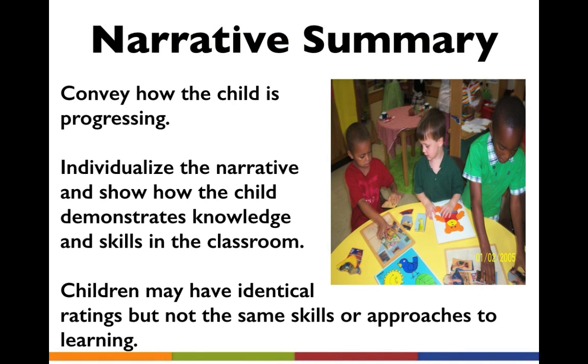When reviewing the narrative summary, there is certain information you will look for in the report. It should convey how the child is progressing. The narrative summary should be individualized for the child and show how the child demonstrates knowledge and skills in the classroom. Also, remember the children may have identical ratings, but not the same skills or approaches to learning, meaning that children may be rated similarly, but the skills they demonstrate to get to that rating may be very different.